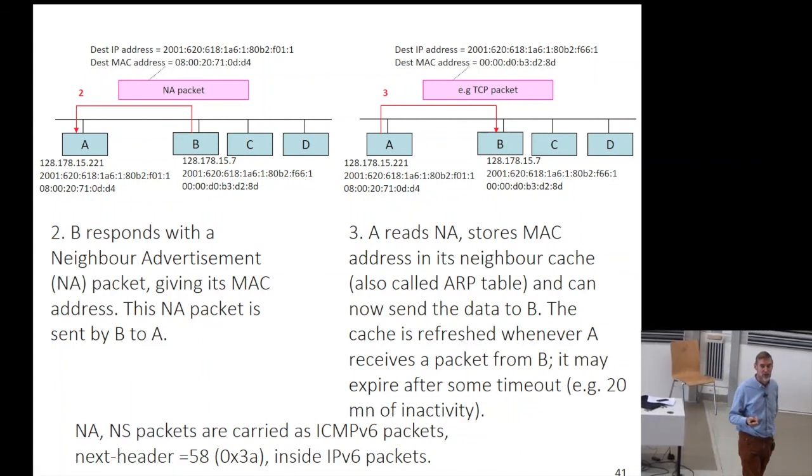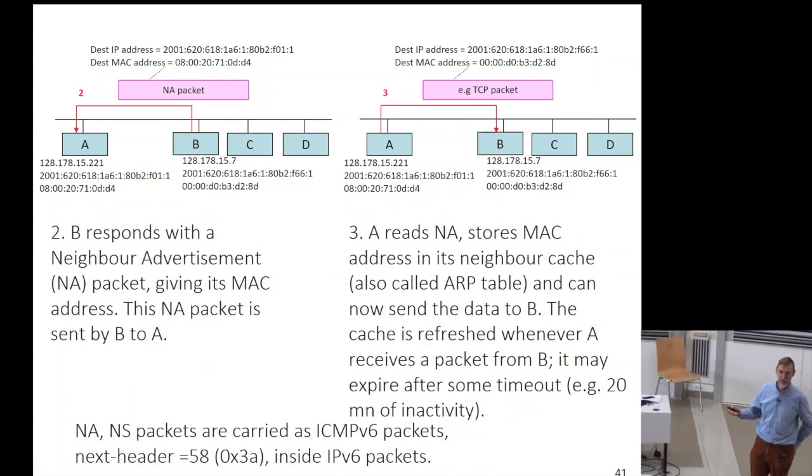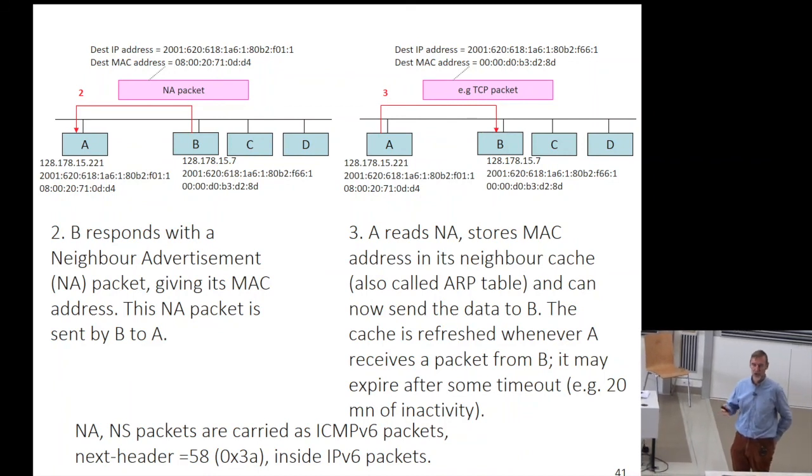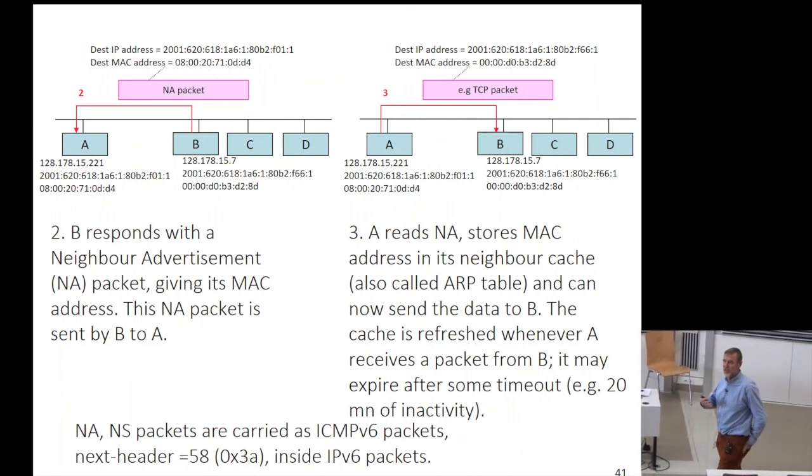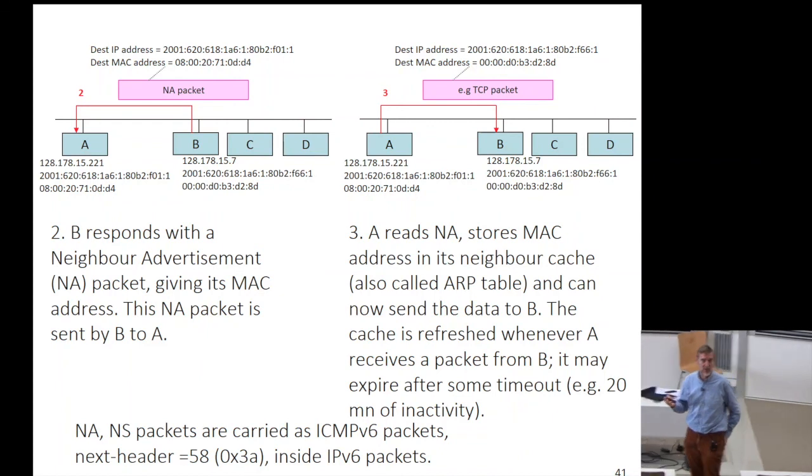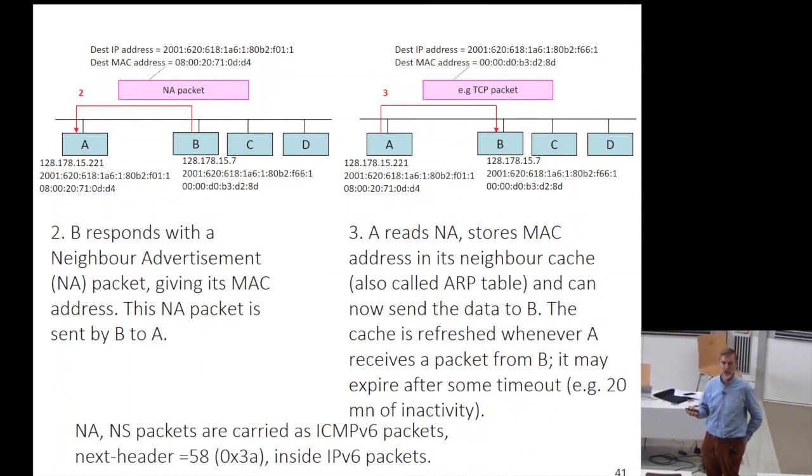Of course, you don't do that for every packet. Once you've learned the MAC address of B, you will keep it in a cache, and you will delete it if after, for example, 20 minutes, no traffic has been exchanged. You will delete it and ask it again.